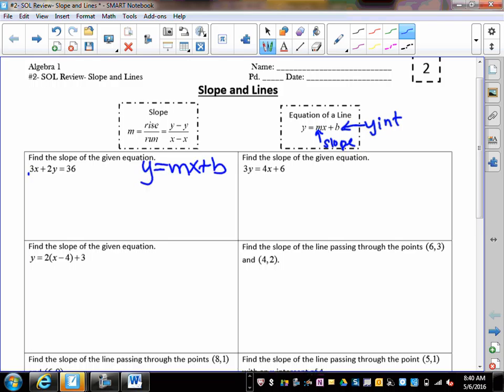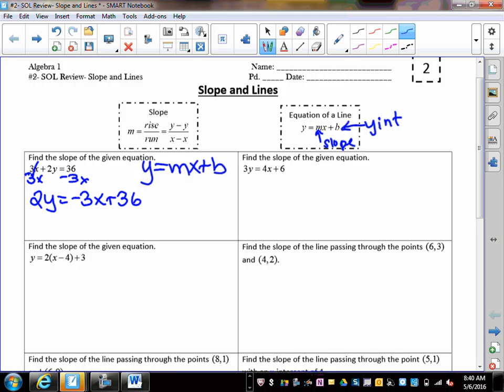All right, so what's going to be my first step? Okay, Jason, go ahead. Good, subtract 3x. So I have 2y equals negative 3x plus 36. Again, we write our x first.